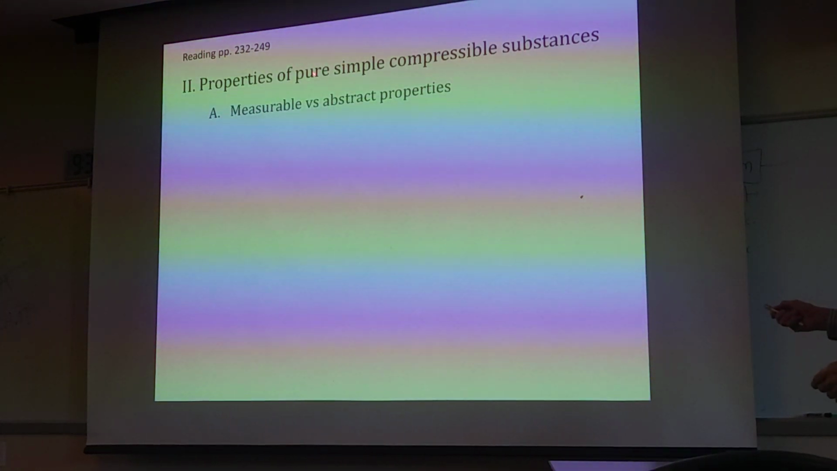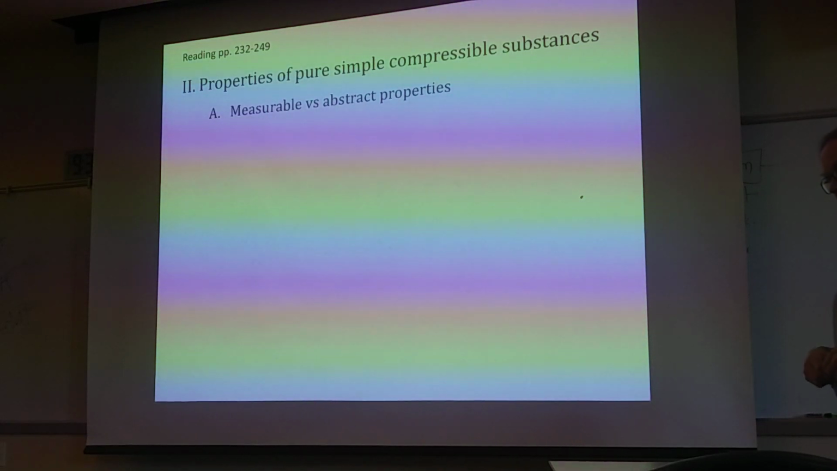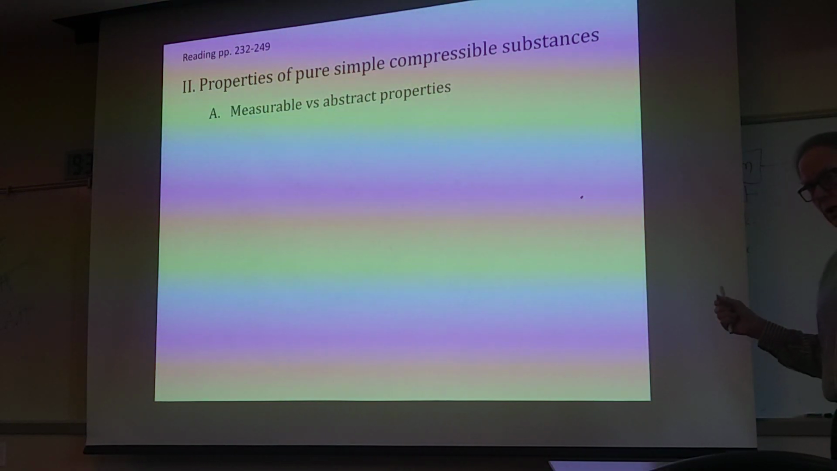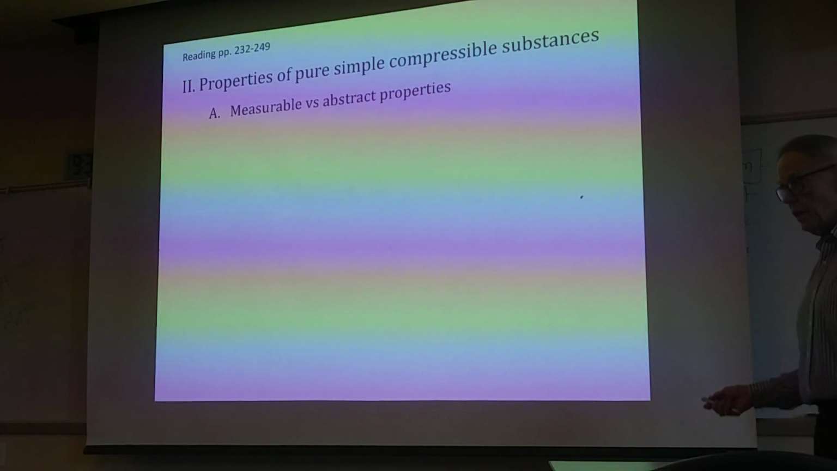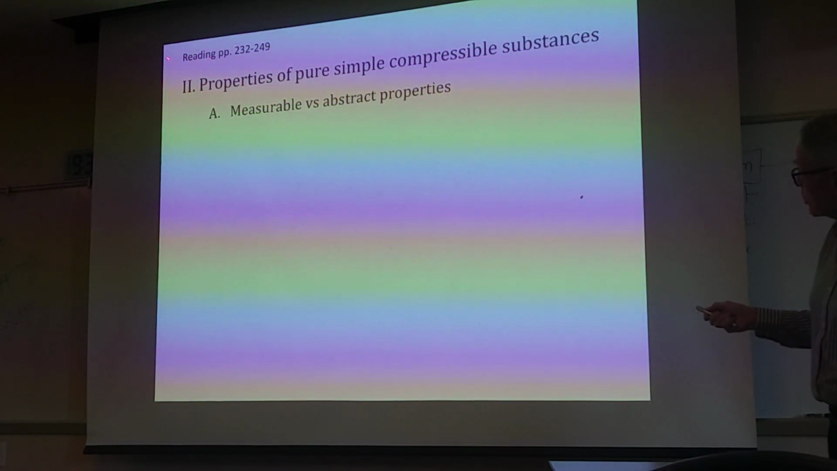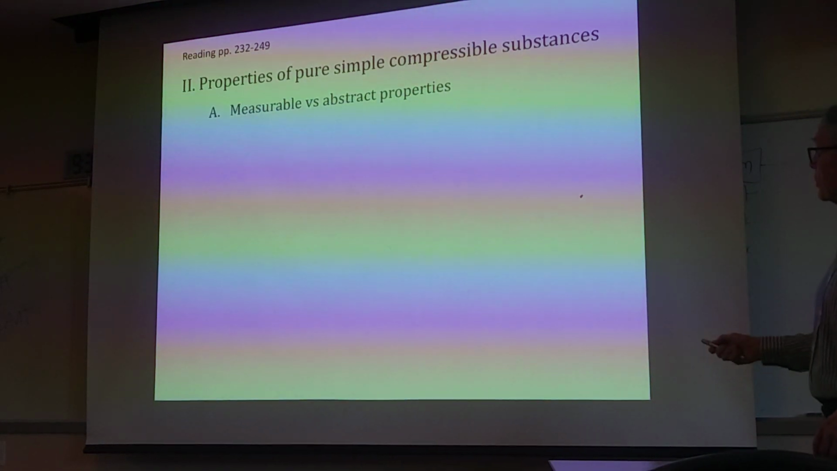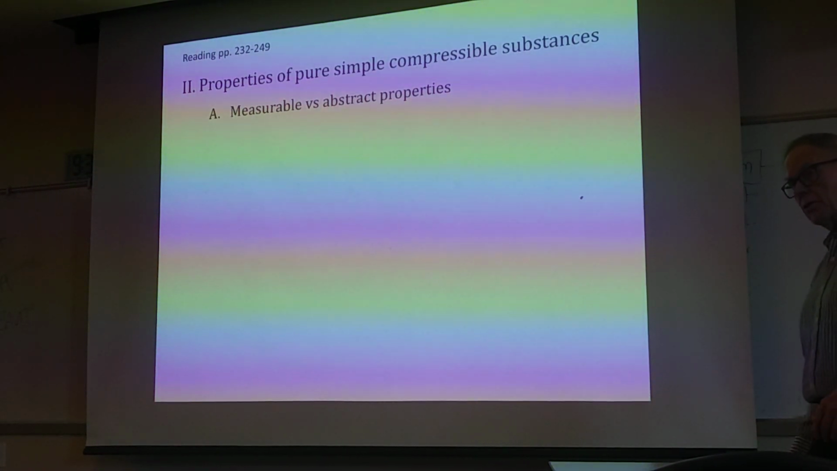And the important thing we know about that, that's a simple system, so we know that the state postulate tells us that we need to specify only two independent properties to fix the state of a system like this. Now, just to make a notice to you, I've already posted this, but reading suggested here would be pages 232 to 249, starting in chapter 4.